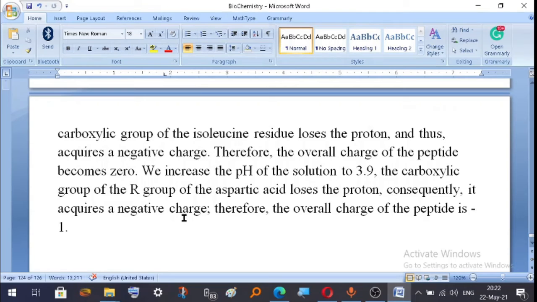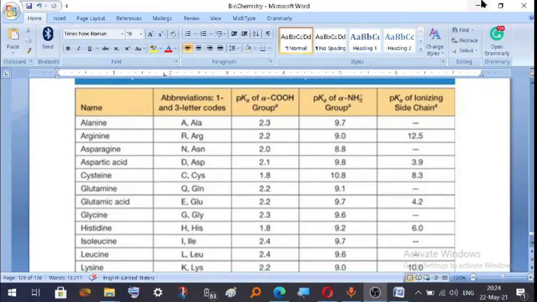Next, we increase the pH of the solution to 3.9. That is the pKa value of the carboxylic group of the R group of the aspartic acid. Thus, the aspartic acid loses the proton and it acquires a negative charge. Therefore, the overall charge of the peptide becomes -1.